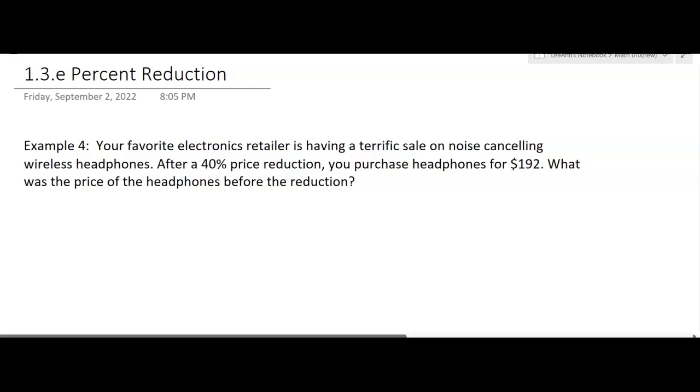So in this problem, we're going to have a percentage that we're going to reduce the price by. We'll read the problem in a minute. But also you could have an increase, like a markup, you could increase the cost of something. But this is a reduction in this problem.